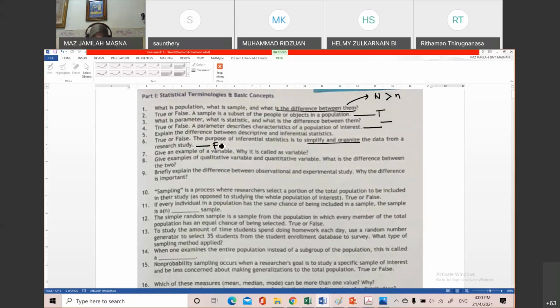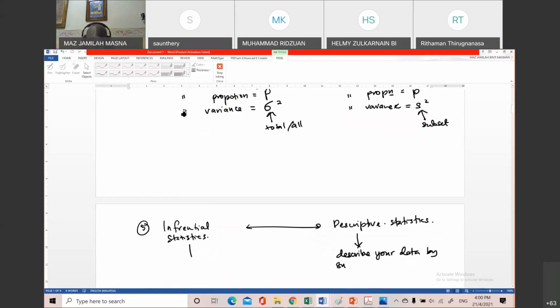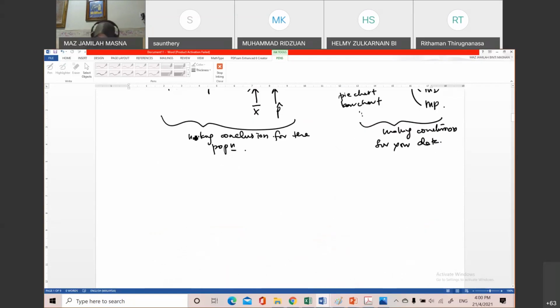Okay. Question number 7. Give an example of a variable. Why is it called a variable? Give me one example of a variable. A few examples of variables. Length. Weight. Categorical. What else? Length, weight. What else?